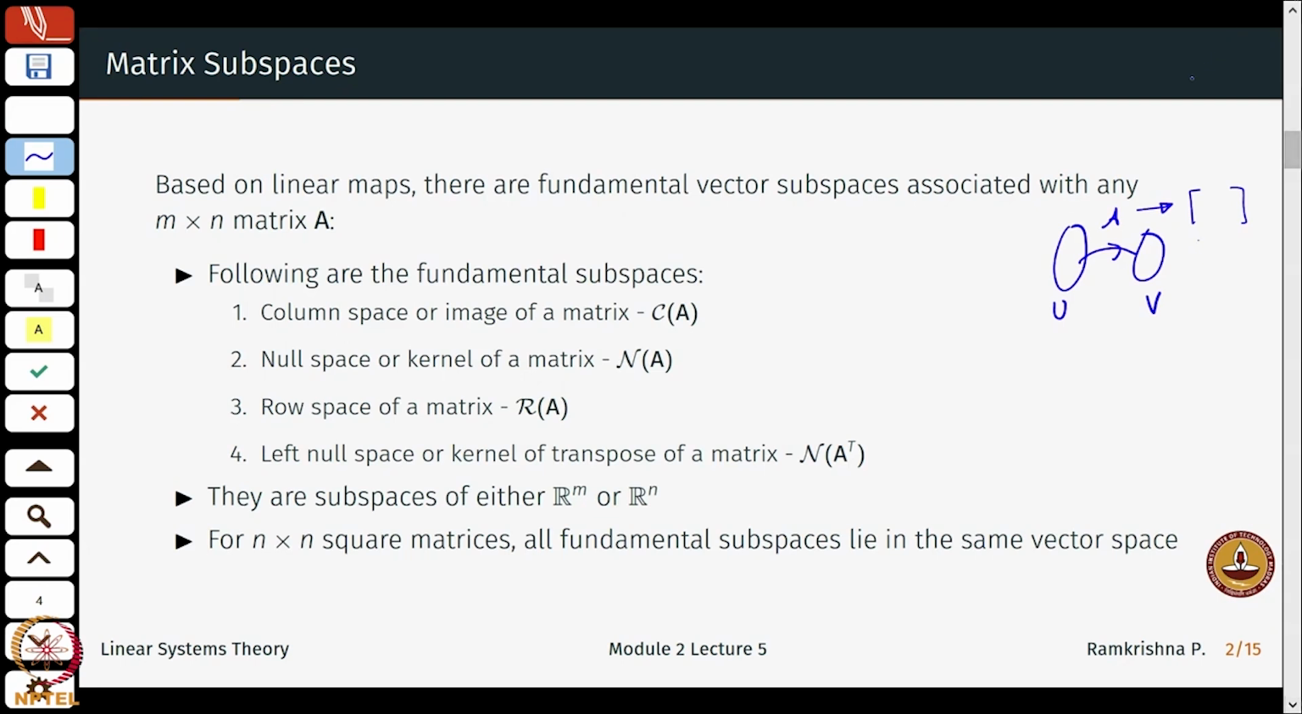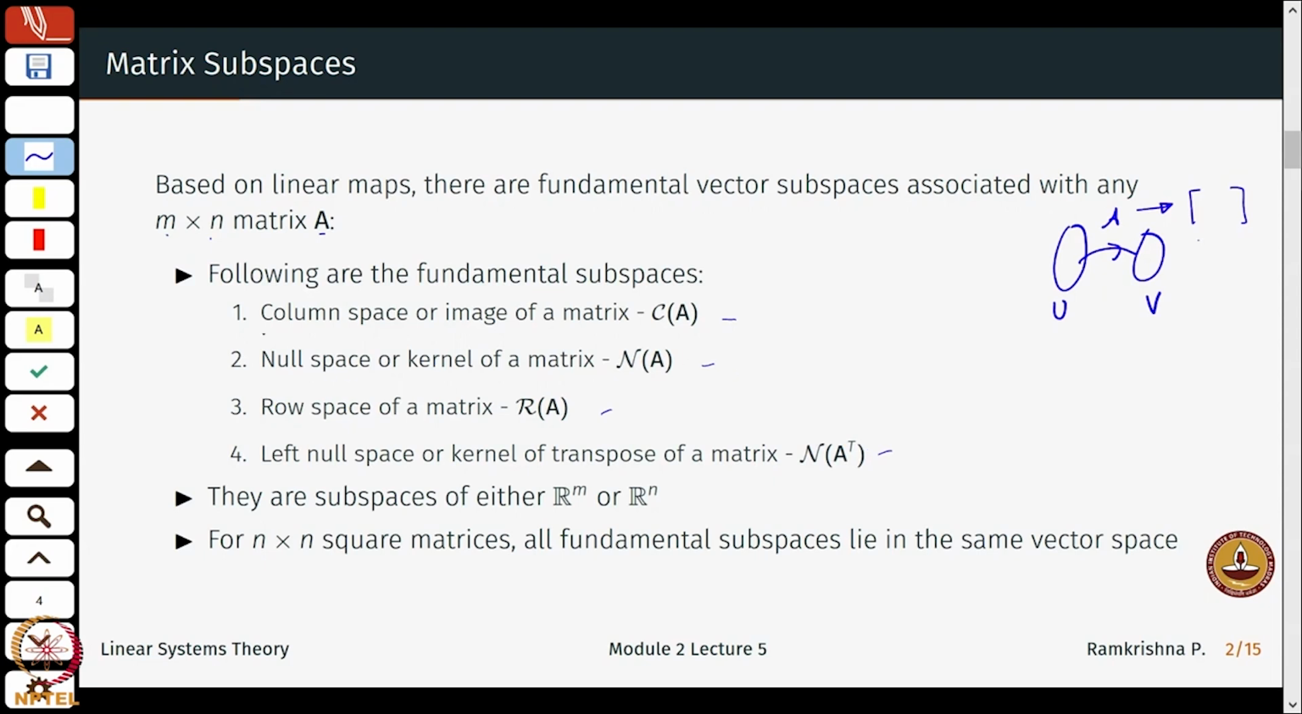So let's start by building. Let's assume that I have a matrix A which is of dimension m cross n. It could also be square, but we will do the more general case of m cross n matrices. We will define what is known as the column space, the null space, the row space, and also the left null space or the kernel of the transpose. What these mean is possibly clear from their names, but we will go into a bit of their details.